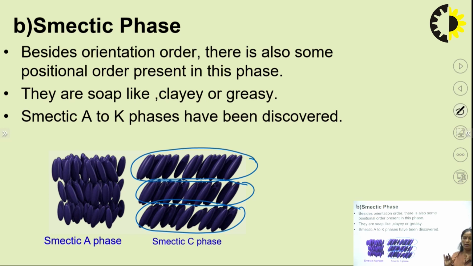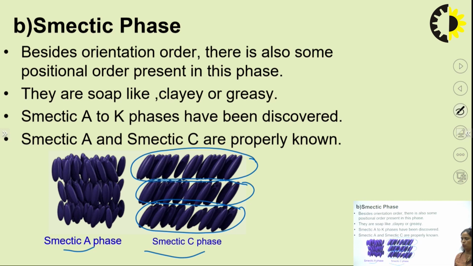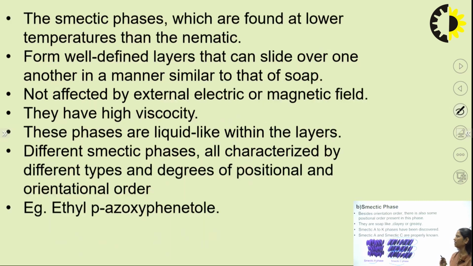Smectic A to K phases have been discovered, but among all these phases, smectic A and smectic C phases are properly known. So, you can observe on the slide that this is known as smectic A phase, which is more like nematic, and this is smectic C, which is more like solid. In smectic C, the molecules are tilted away from the plane, and in smectic A, the molecules are perpendicular to the plane. So smectic means soap-like molecule.